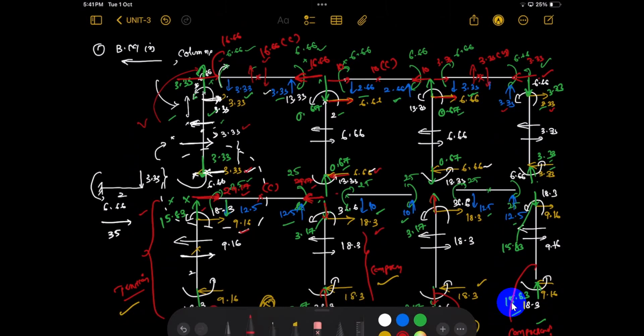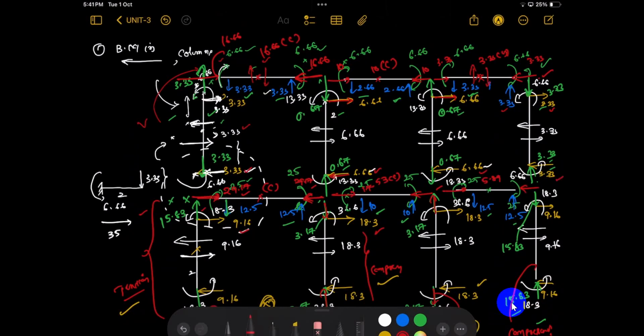Here 17.53. Here also 17.53. 17.53, 6.66 minus 18.3. So 5.89. This is 5.89 here. Here also 5.89 to maintain an equilibrium of that beam.